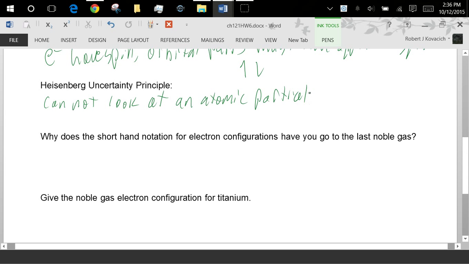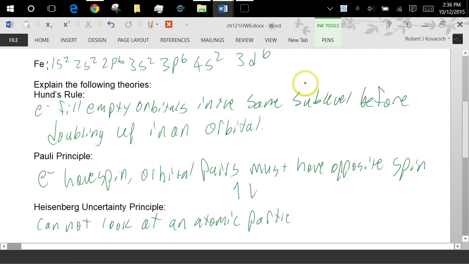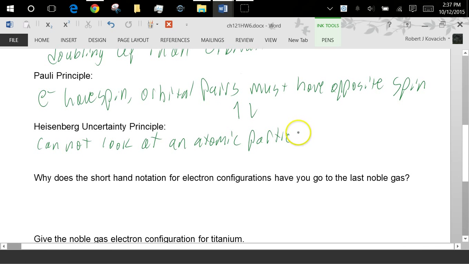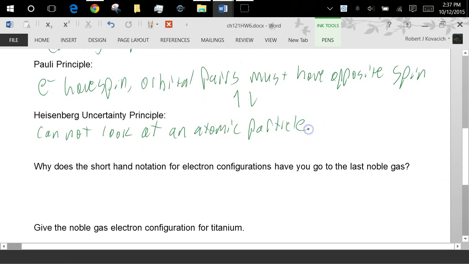I don't think that's right. That's what it says. No, spelling. L-E. Is it L-E? Yeah. Partic. Ah. No, you said L-E. Okay. You cannot look at an atomic particle.